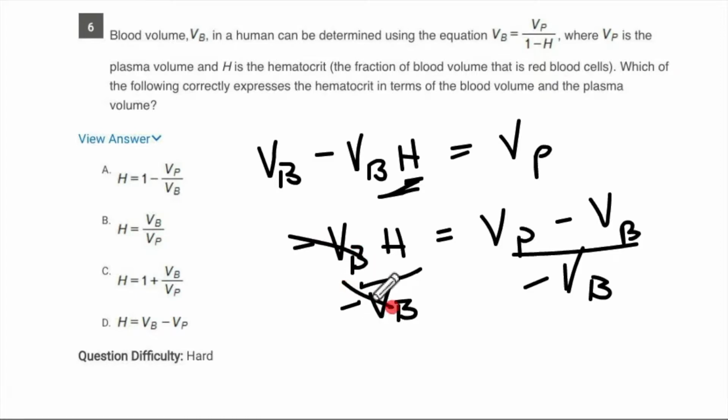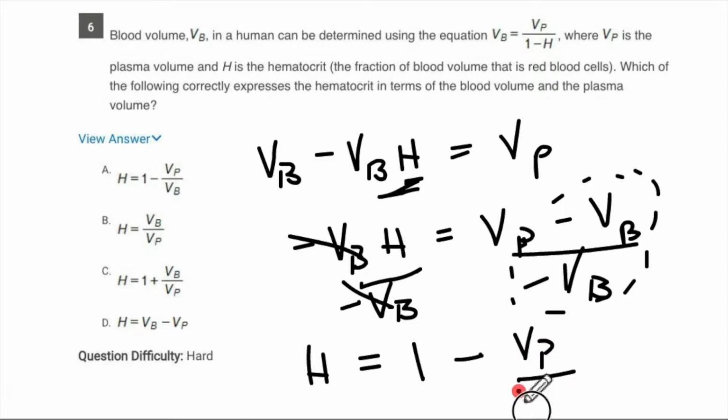So these cross out, and so we get H equals VB. You're going to have to look and try to figure out which choice arranges it in that way, but none of these look exactly like this. So what you can see here is this over this is going to be 1, right? So we're going to get 1 minus, because this over this would be VP over VB. A little tricky. The difficulty level here is hard, but if this is your kind of problem, then it's going to be more on the easy side for you.